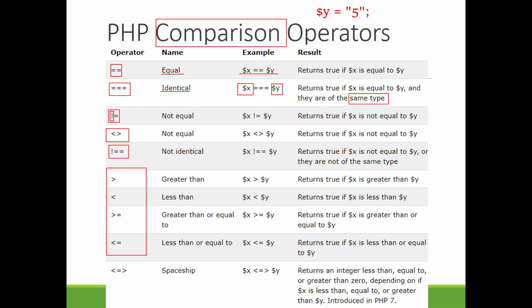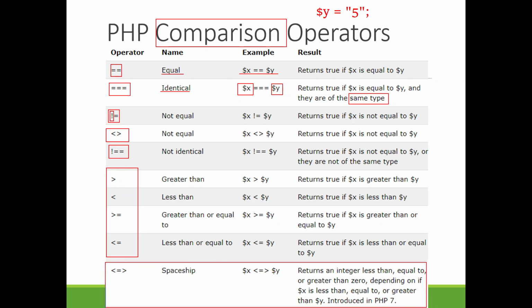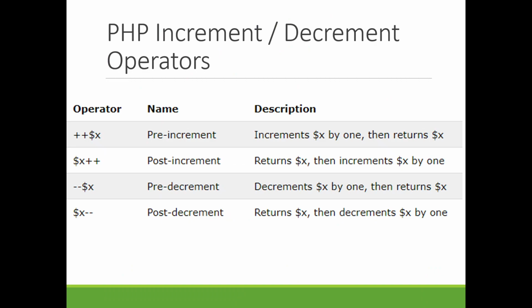Then the other ones are just mathematical: greater than, less than, greater than or equal to, less than or equal to. Then another one here is called spaceship. Spaceship operator. I'm leaving that for you as a reading assignment.